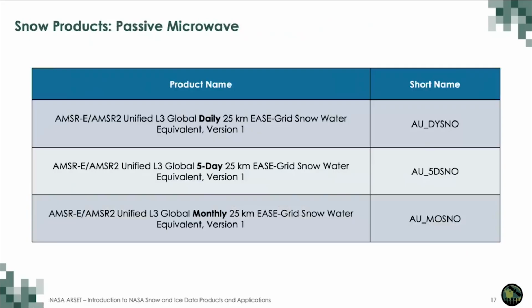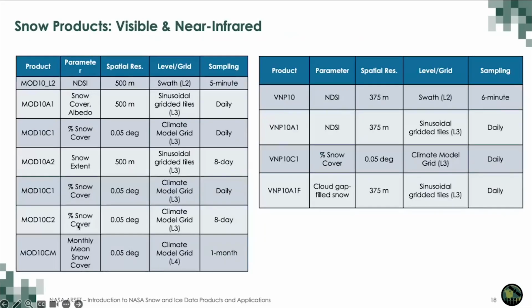Just to summarize the products themselves, these are the products available from NSIDC, daily, 5-day, and monthly from passive microwave. And if you go to visible and near infrared, there are MODIS products, which are either swath products or gridded products, and different resolutions, as you can see here in temporal and spatial scales. Monthly mean snow cover also is available to look at variability over seasons. This is from the VIIRS instrument, and these are the names of the products.